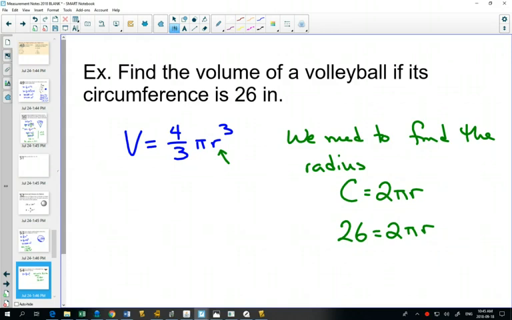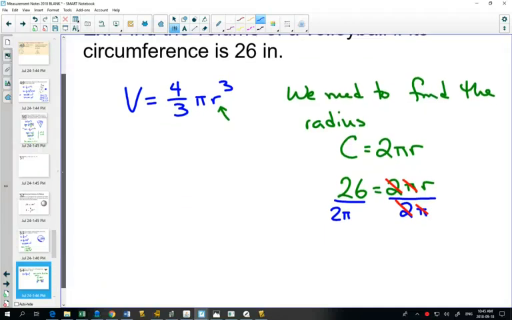And now we're going to get into calculator issues. Does it make sense that if I want to get the r by itself, I need to divide by 2 and divide by pi? That would, if I do that on both sides, the 2's will cancel, the pi's will cancel, and I'll get the radius by itself.